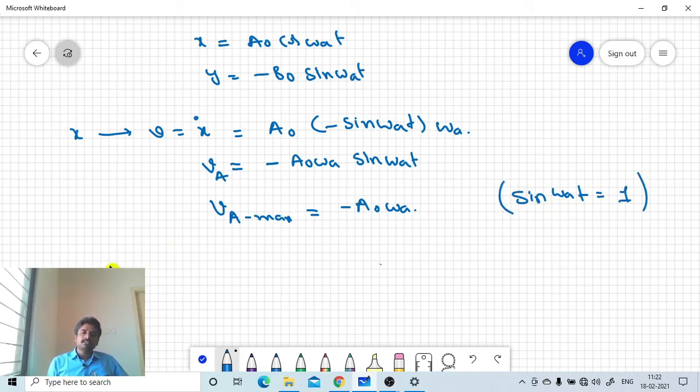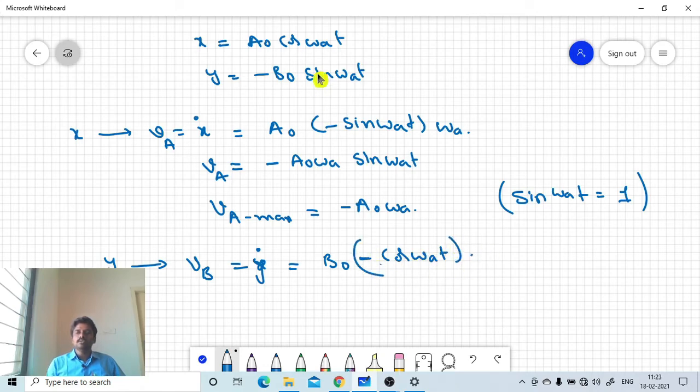In a similar manner, what is the velocity of pendulum B? Pendulum B velocity, let's call it vb, is equal to y dot, the one-time derivative of the displacement of pendulum B. So y is b naught into the function, and the one-time derivative of sine is cos of omega a t, and by the chain rule we multiply by omega a. The final value we get is minus b naught omega a cos of omega a t.